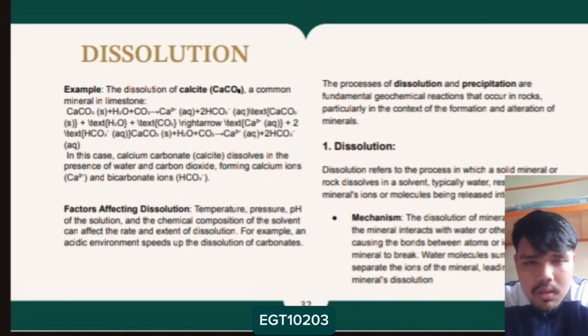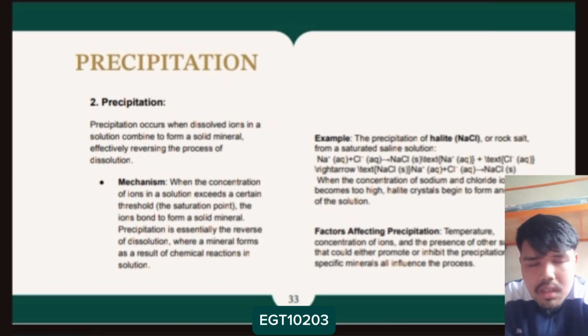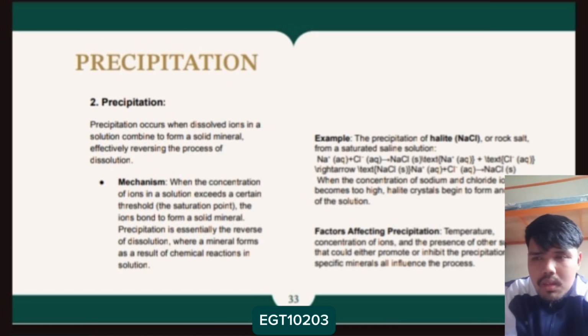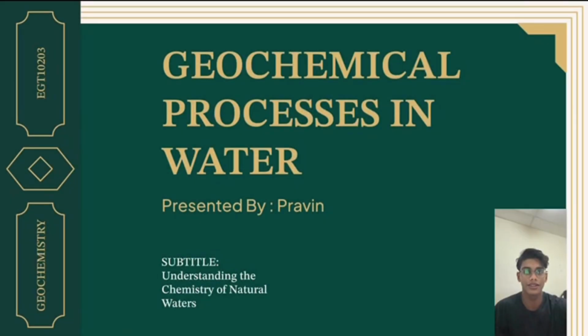For example, the dissolution of calcite, CaCO3, a common mineral in limestone. Factors affecting dissolution are the temperature, pressure, pH of the solution, and the chemical composition of the solvent, which can affect the rate.